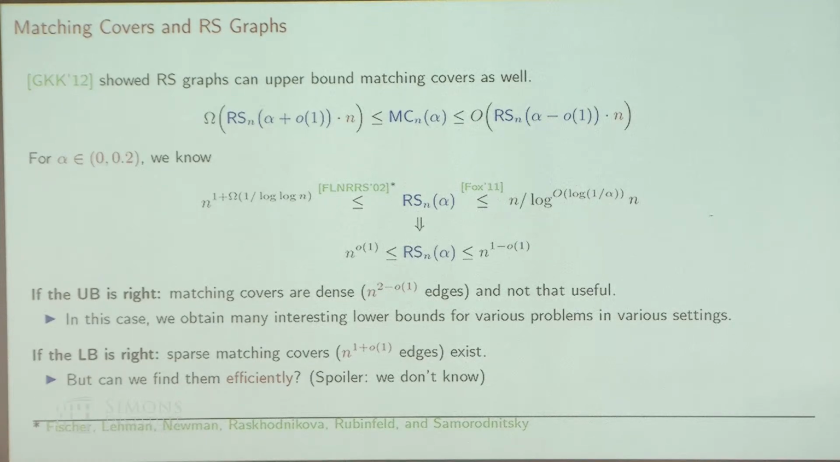In this case, sparse matching covers do exist. But now the question is, can we actually construct them and use them efficiently? Okay. So this is particularly the world I'm interested in right now for this talk. If the lower bound is the right answer, if RS graphs cannot be too dense, can we design fast algorithms or efficient algorithms depending on the resource that we are optimizing? So one concrete question is, can we find these matching covers that we know exist efficiently? And spoiler, we don't actually know how to construct them efficiently.